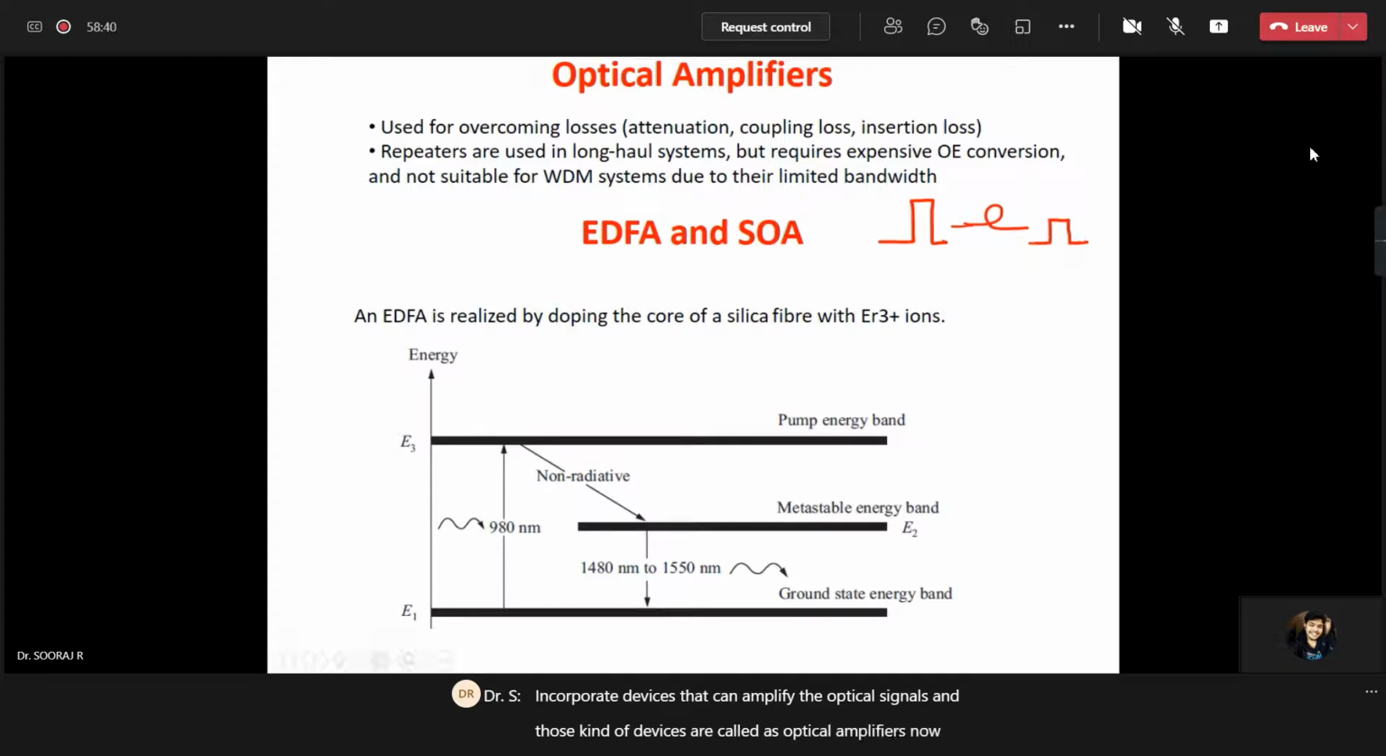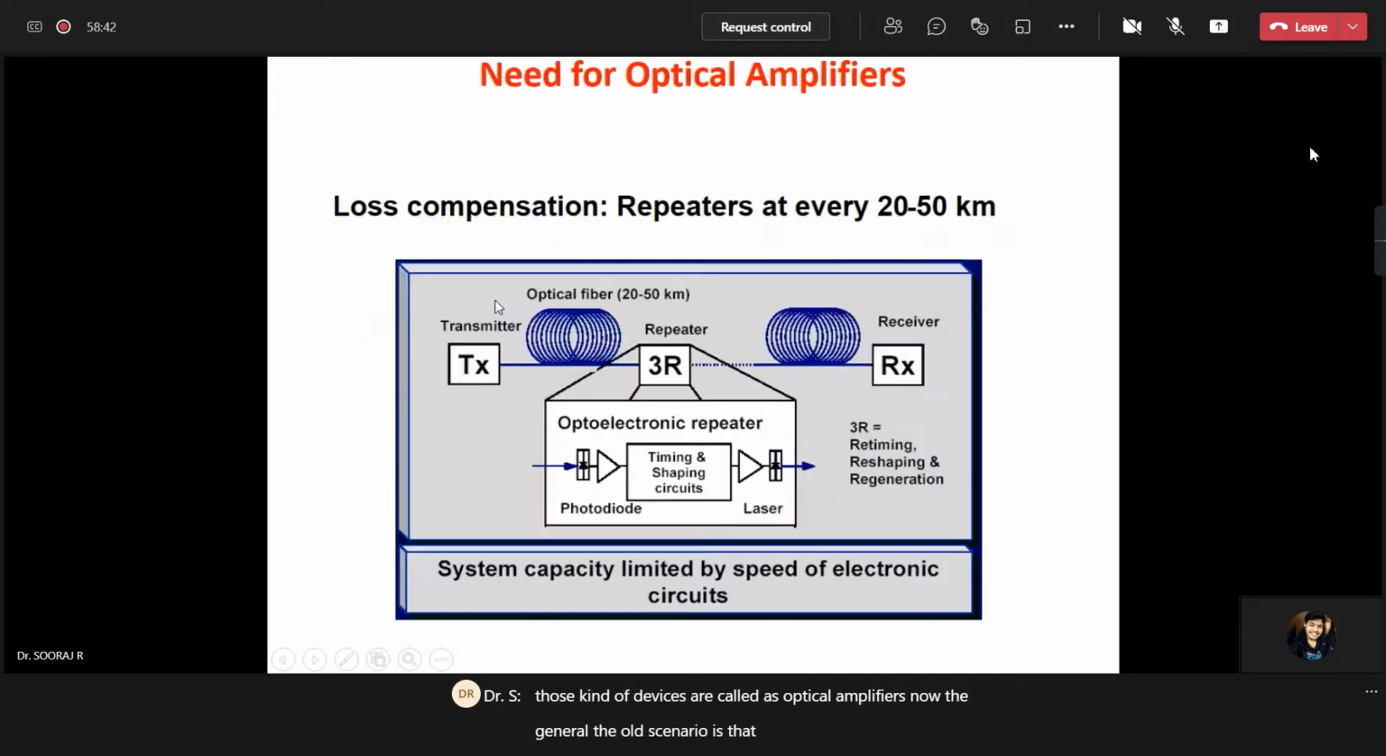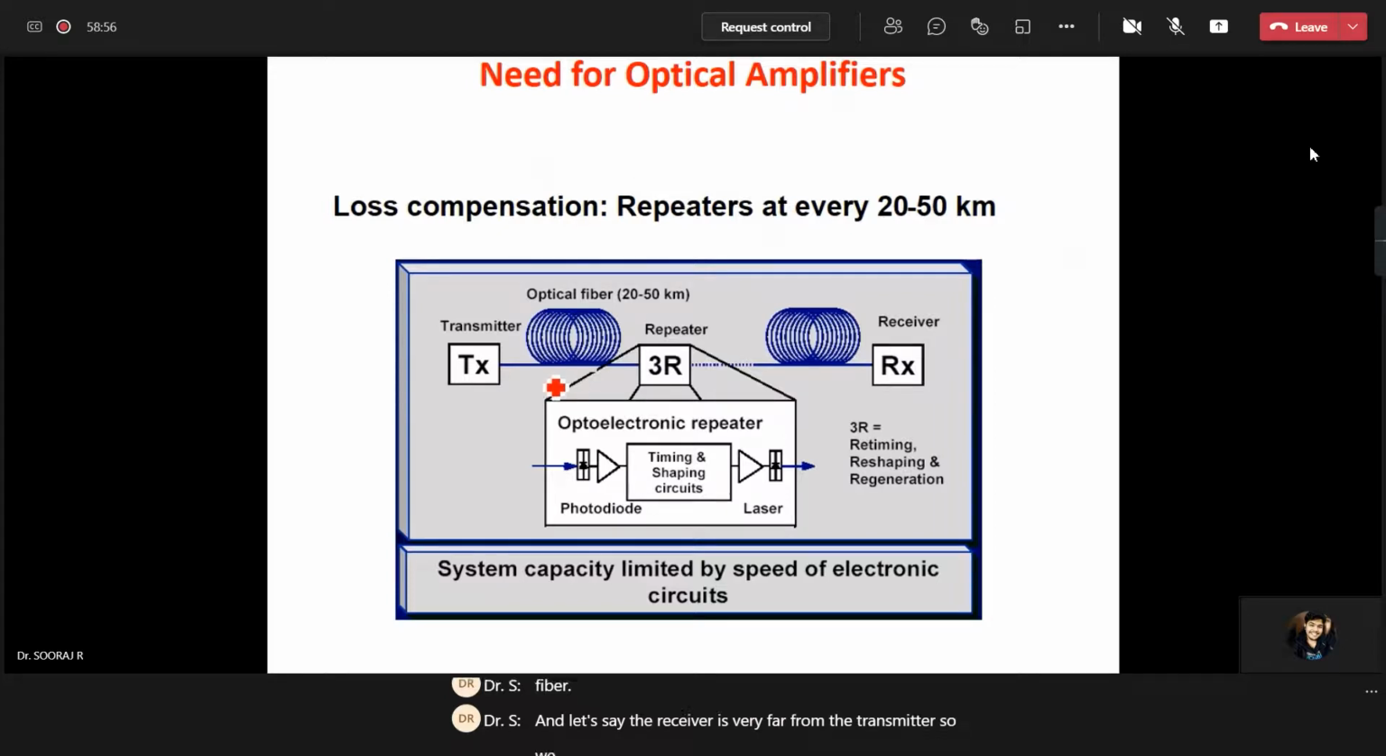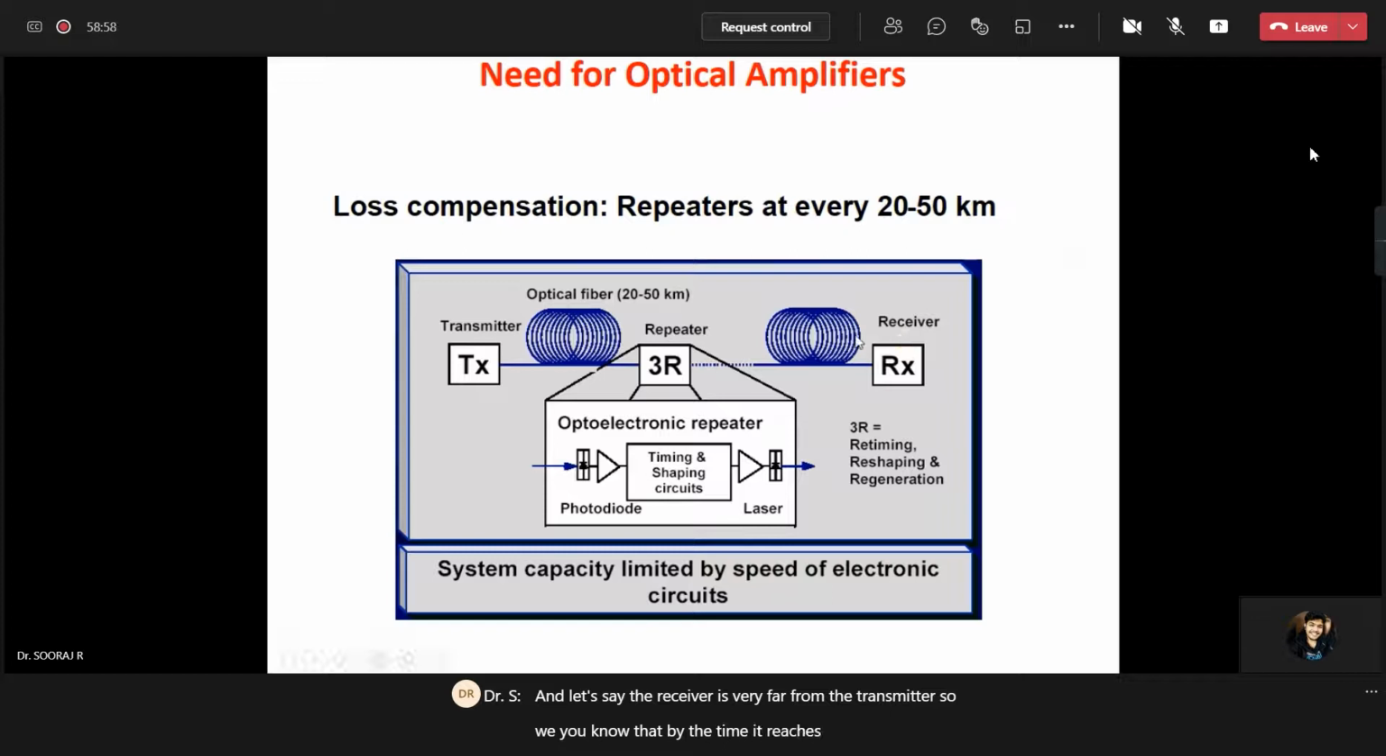Now the old scenario is this. Let's say you have a transmitter, and the signal passes through an optical fiber, and let's say the receiver is very far from the transmitter. You know that by the time it reaches this receiver, the pulse would all be lost. So to ensure that the pulse is not lost, in conventional or long-haul systems, we generally use a device called a repeater. A repeater is also called a 3R device.